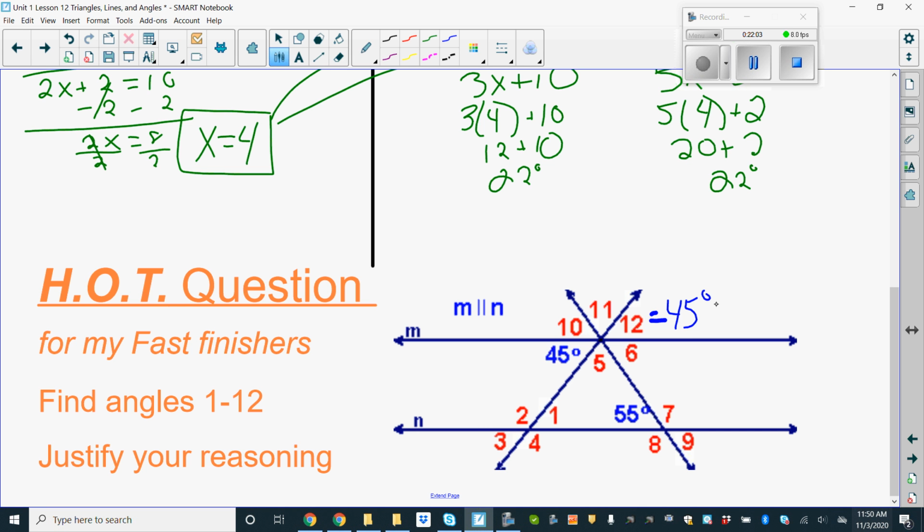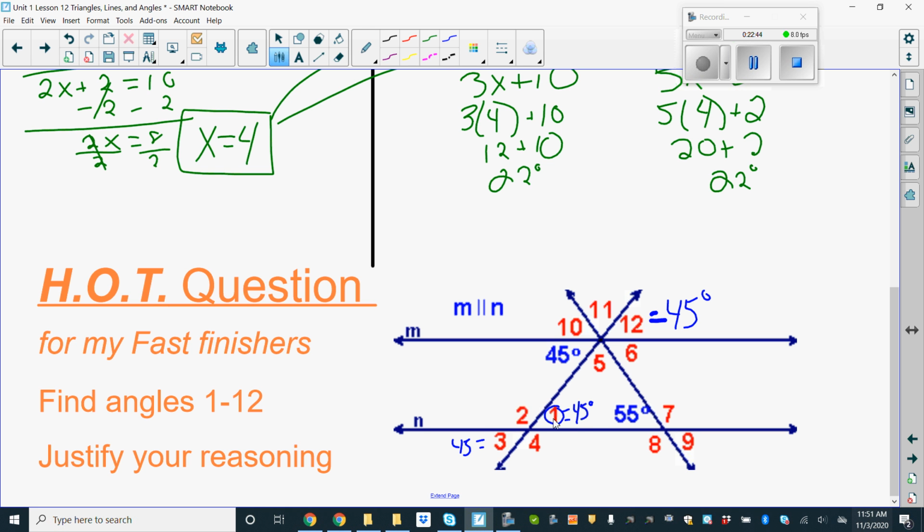Okay, so there we have that one. Then we know that these are parallel lines cut by this transversal. So 45 and 1 are alternate interior angles. If 45 is there, so is 1. Also, 1 and 3 are vertical angles. So if 1 is 45, we can fill in 3 is 45.